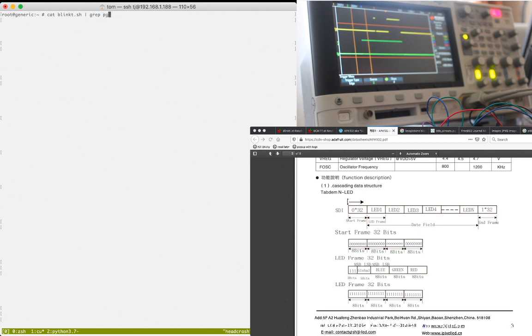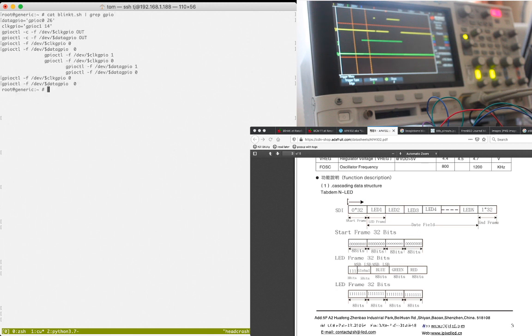Grep for GPIO. Data GPIO. Clock GPIO is GPIO C1 14. Set this to 1. Set this to 0. Okay.